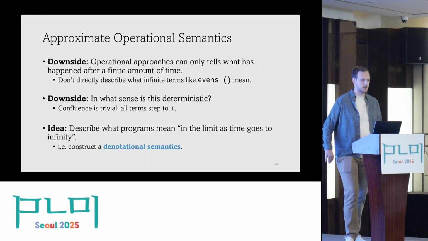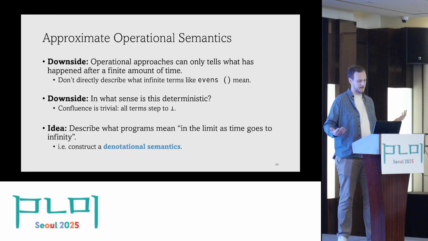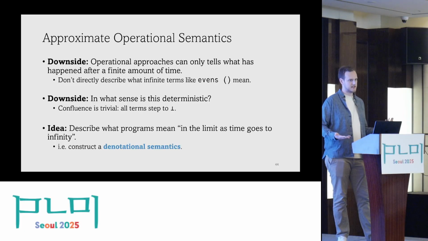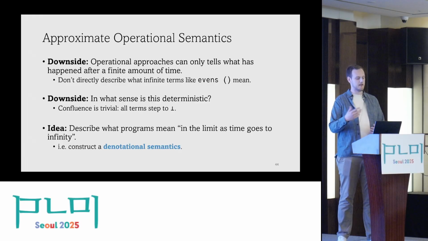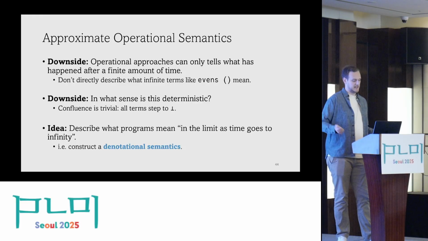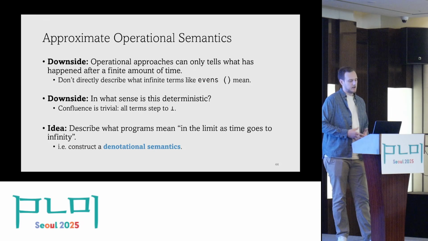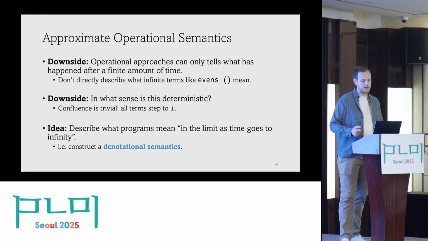But this leaves us with a few more questions to answer. First of all, I've said that evens represents an infinite set, but how can I even justify that? Right? Operational semantics only tell us what's happened over a finite amount of time. So they can only really produce a finite amount of output. That's not great for infinite terms like evens. And the other downside is, in what sense is this deterministic? I started off the talk saying we want to do deterministic parallelism, and then our semantics seems to use nondeterminism.